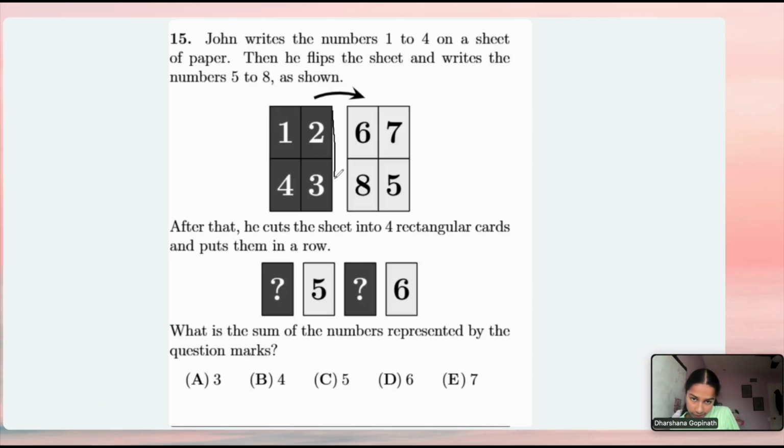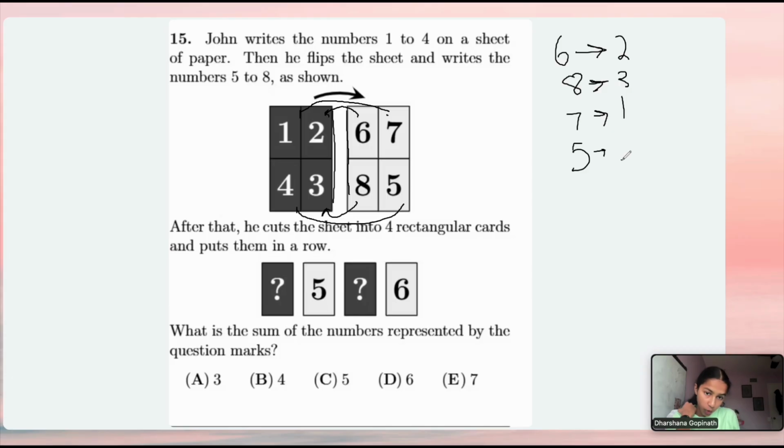These two edges right here are the same edge. So, when you fold them up against each other like this, the numbers align with each other. So, let's see which numbers align with which. If these both are the same edge, then 6 should align with 2, 8 should align with 3, 7 should align with 1, and 5 should align with 4. So let's write that out. 6 to 2, 8 aligns with 3, 7 aligns with 1, and 5 aligns with 4.